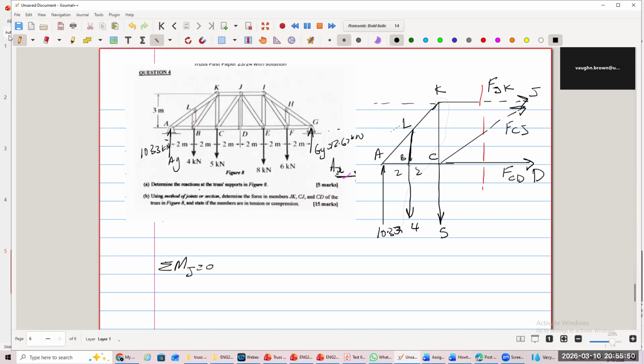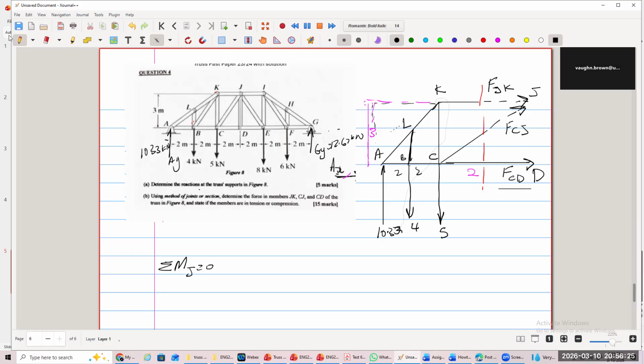The dimensions are important because you have dimensions here, in a different color, coming across. This down here is 3. Remember, the height is 3. These are 2, 2, 2. This is also 2. CD is 2, right? So all of that is important. So let's jump into it. You take moment at J, it means F_JK and F_CJ are gone out of the problem. You're only left with F_CD, right?